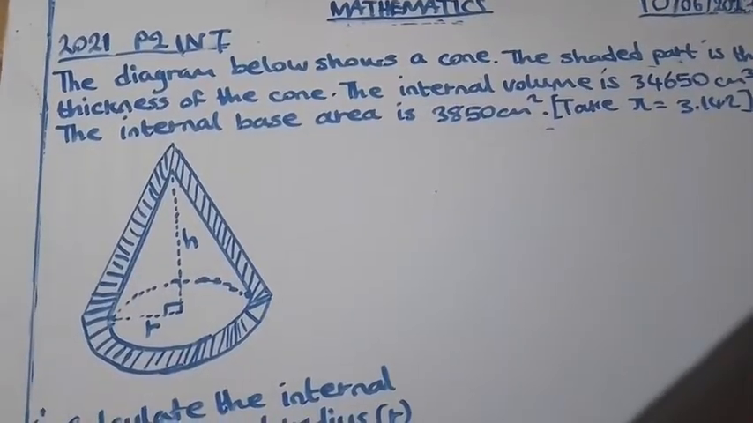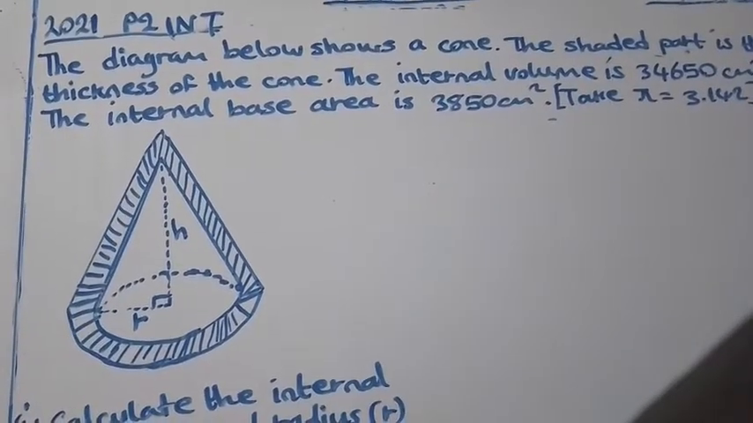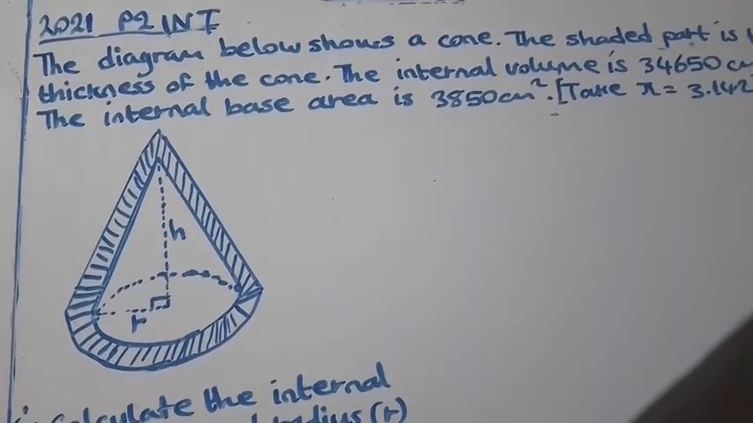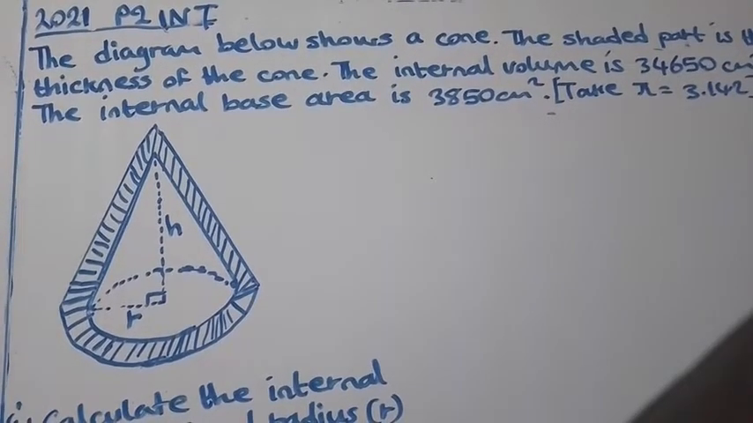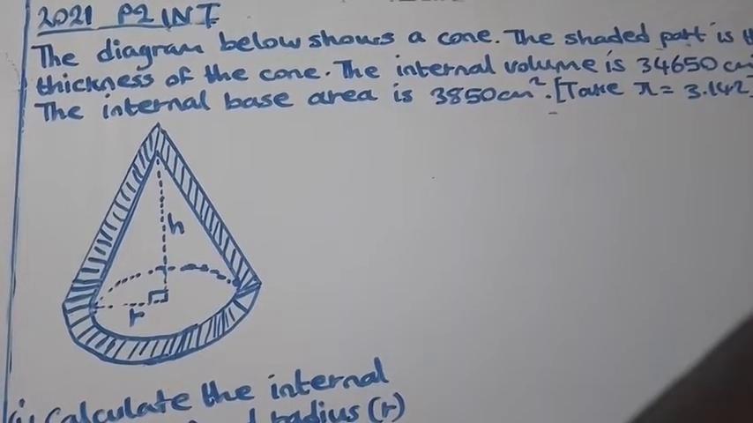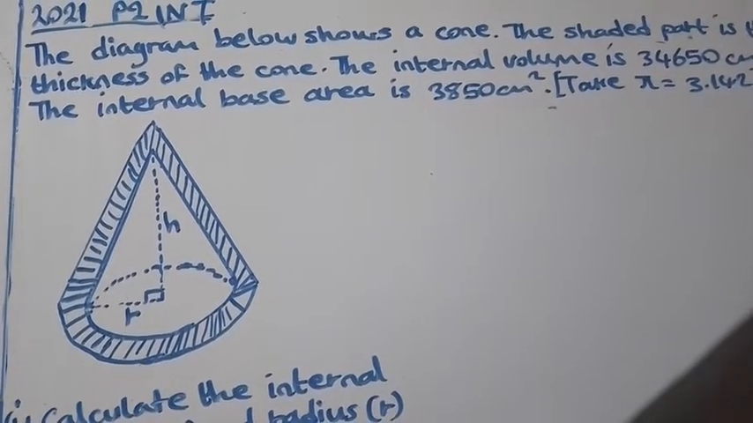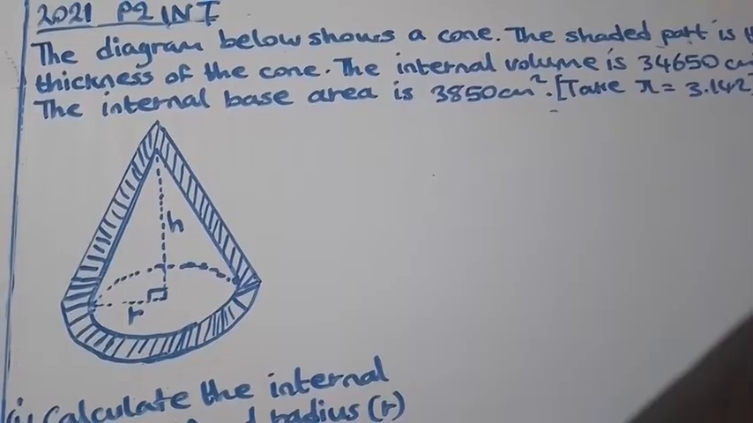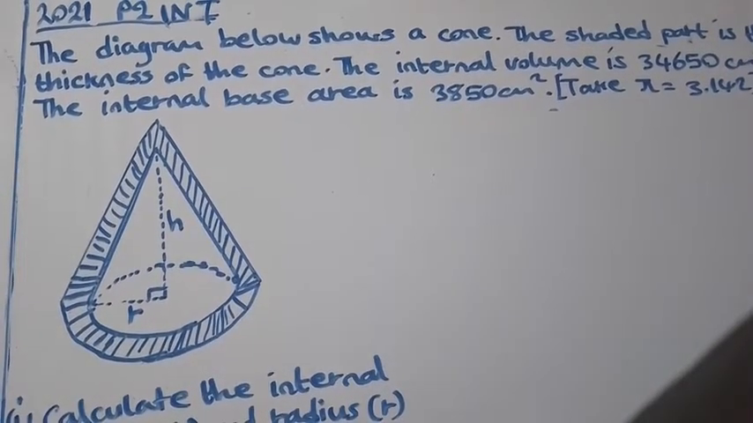The diagram below shows a cone. The shaded part is the thickness of the cone. The internal volume is 34,650 cubic centimeters. The internal base area is 3,850 square centimeters. Take pi to be 3.142.